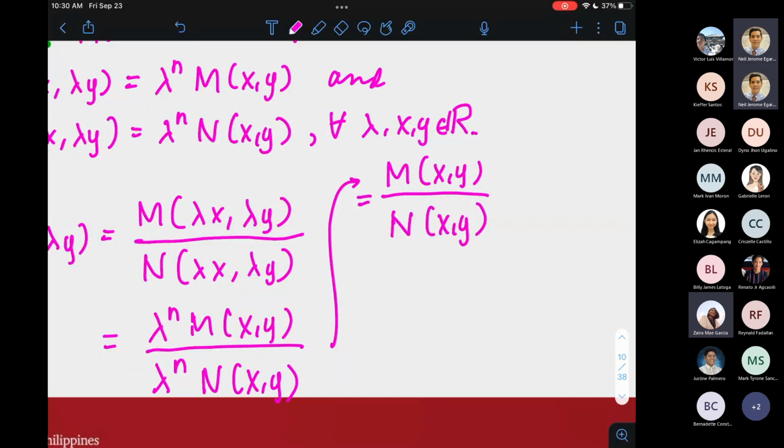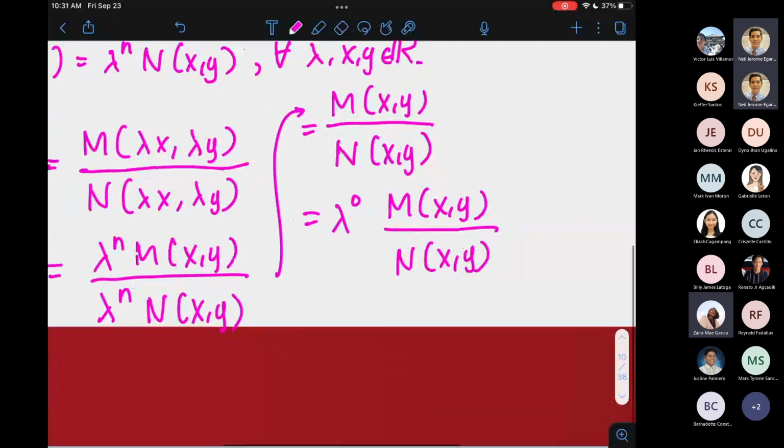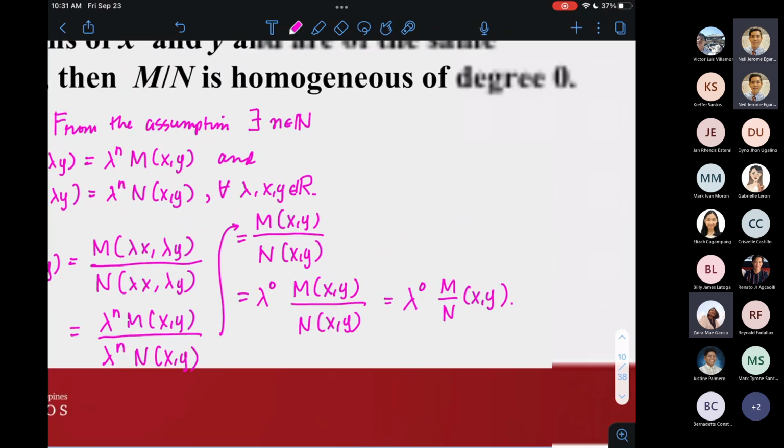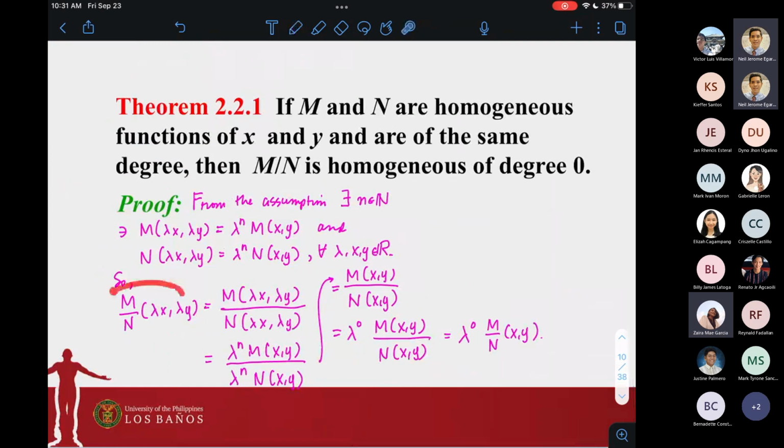Okay? But I can write this as lambda to the power 0 times m of x, y over n of x, y. Pero by definition, this is simply m over n evaluated at x comma y. Okay. Review natin, ano yung meron tayo? Yung m over n evaluated at lambda x comma lambda y ay equal kay lambda to the 0 times m over n evaluated at x comma y.